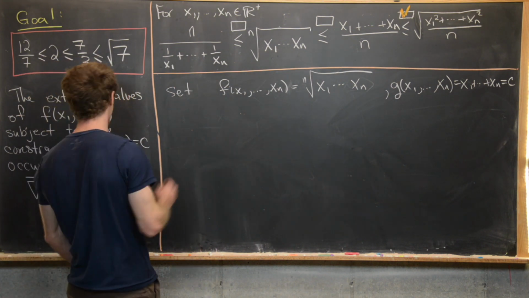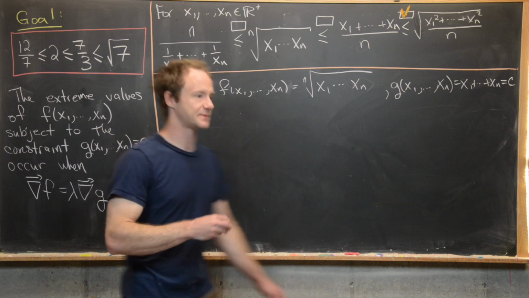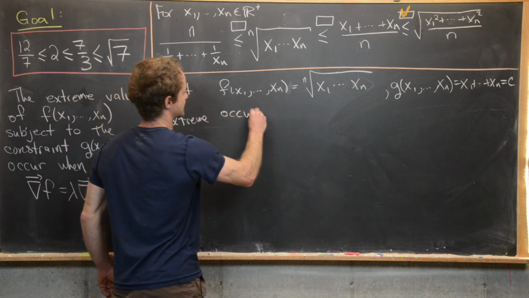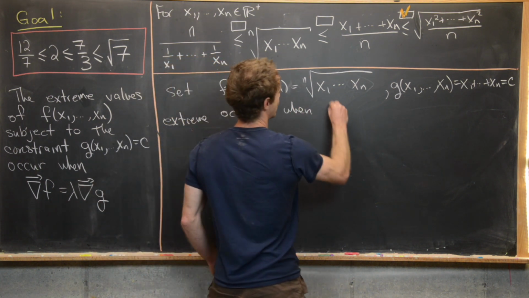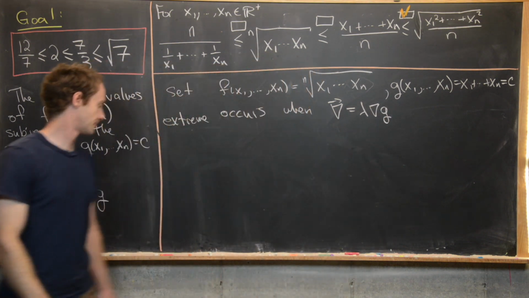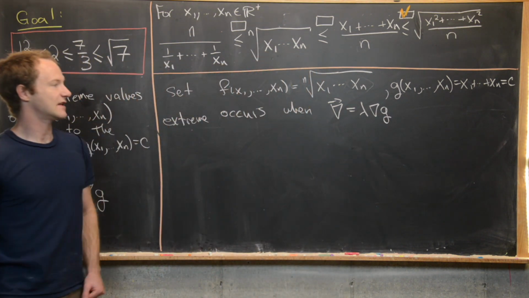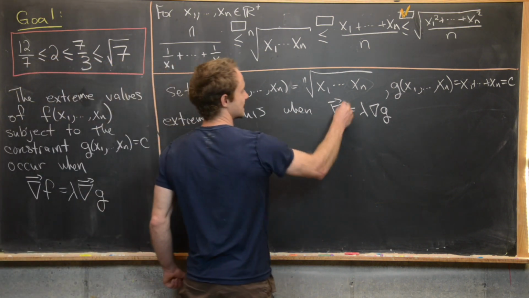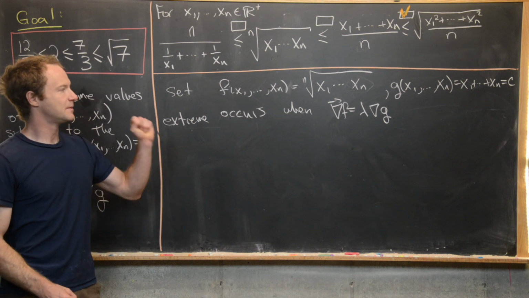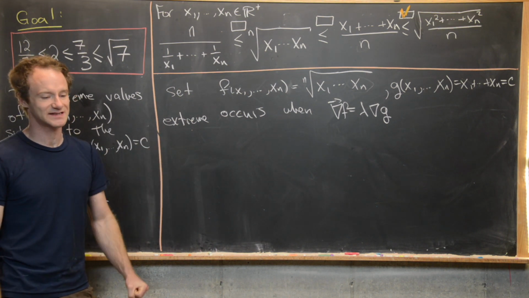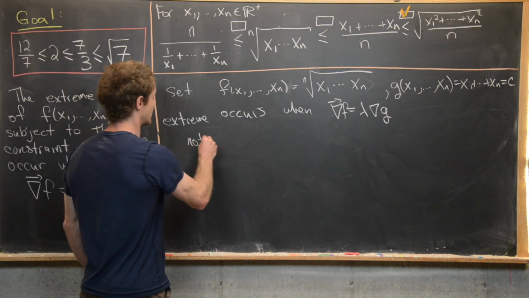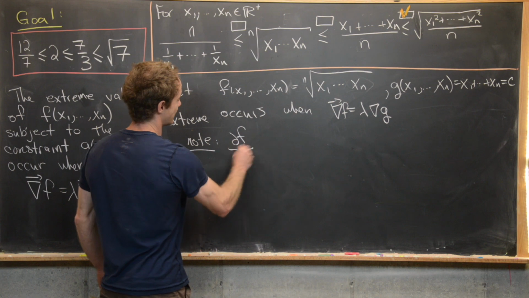And so now we know by the theory of Lagrange multipliers that this extreme occurs when the gradient of f equals lambda times the gradient of g. So in other words, taking the gradient of f gives us the partial derivative of f with respect to x1 in the first entry, the partial of f with respect to x2 in the second entry, and so on and so forth.